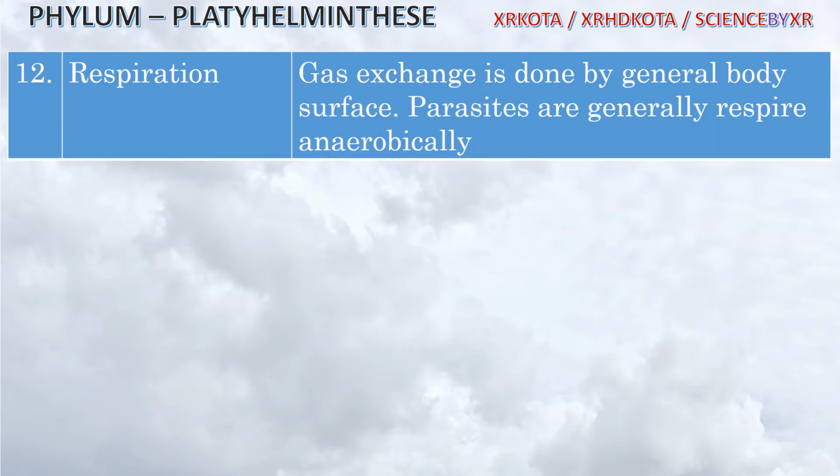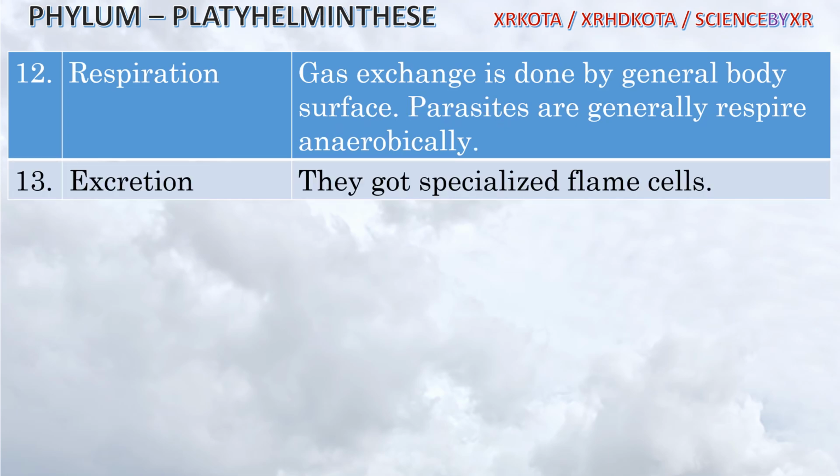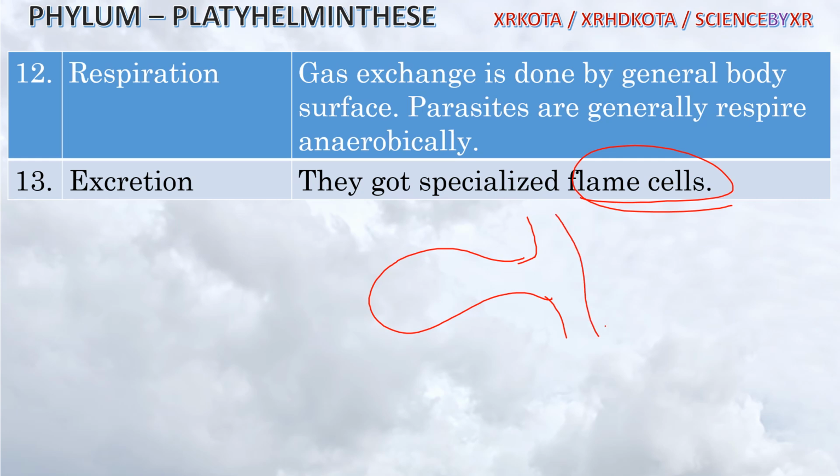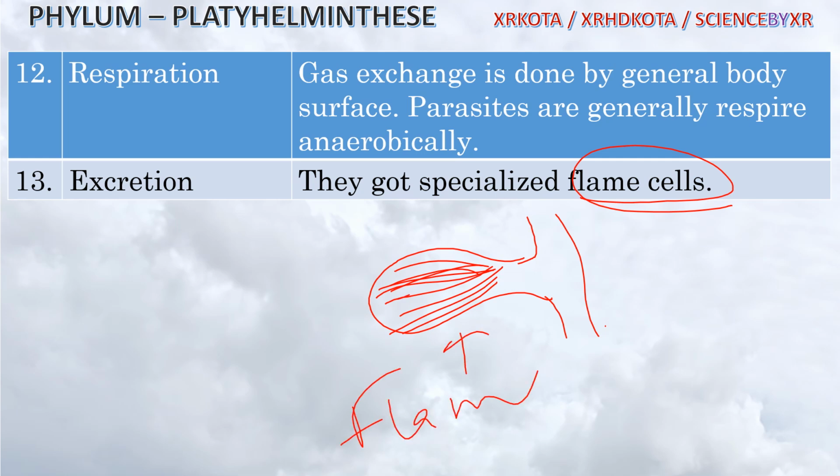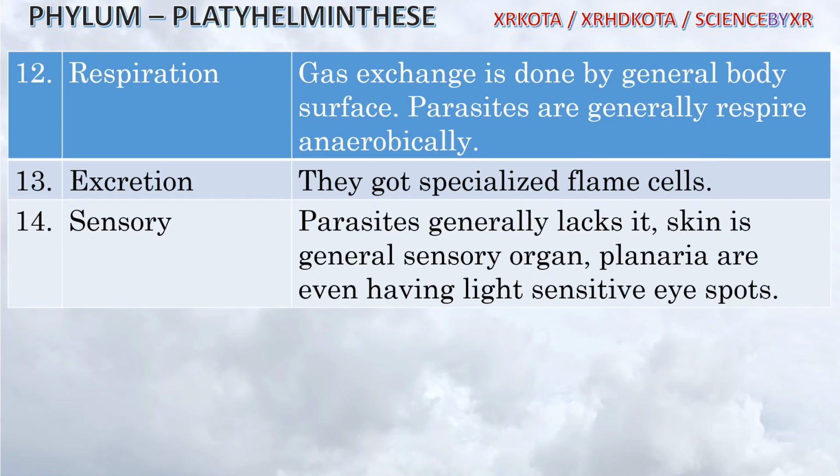Okay, respiration. So respiration is done by simple diffusion through the general body surface, and sometimes they may even show anaerobic respiration. Excretion, so they have specialized cells called flame cells. These are cells which are opening into a common duct, and here they have cilia, and the cilia are reddish yellow in color, so they keep on moving and giving an appearance of flame. It appears just like a flame is there. Okay, and hence the name flame cells is given to it.